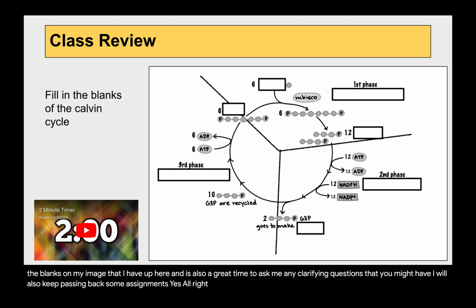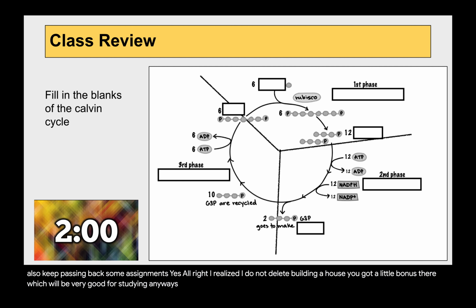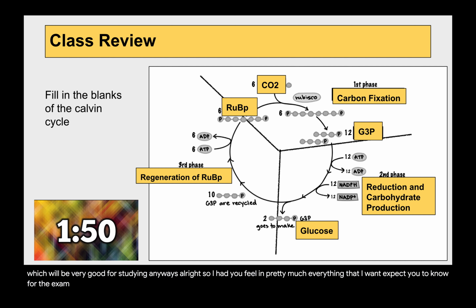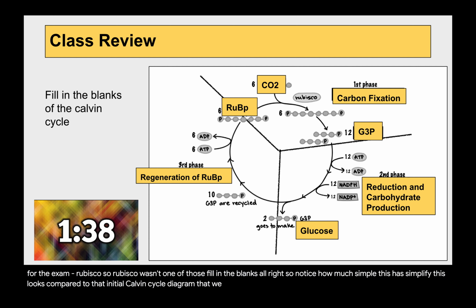All right, I realized I did not delete those answers off of your slides. So you got an extra little bonus there, which will be very good for studying anyways. I had you fill in pretty much everything that I might expect you to know for the exam, minus Rubisco. So Rubisco wasn't one of those fill in the blanks. Notice how much simpler this looks compared to that initial Calvin cycle diagram that we looked at. Any questions?